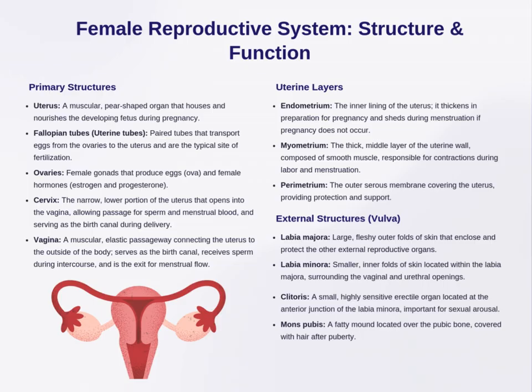And then the uterus has 3 layers. The endometrium, the inner lining of the uterus. We're going to talk a little bit more about that in the next slide. And then the myometrium, which is the muscular layer of the uterus, which is really important for childbirth because it contracts to give birth to a child. And then the perimetrium, which is the outer layer of the uterus.